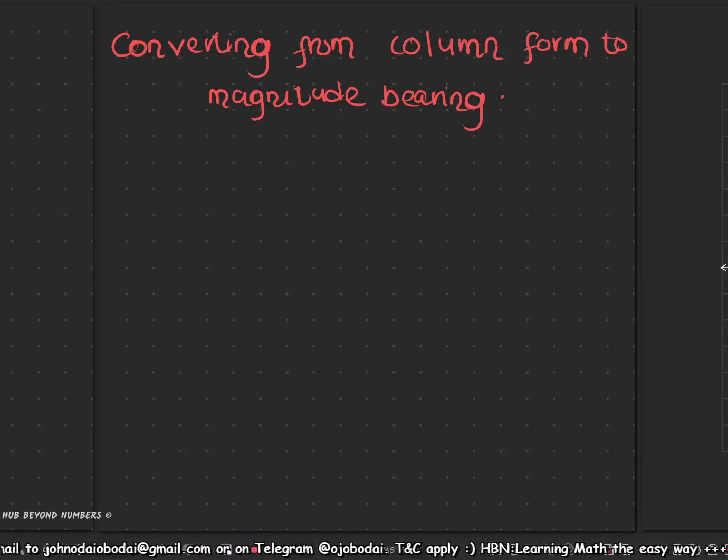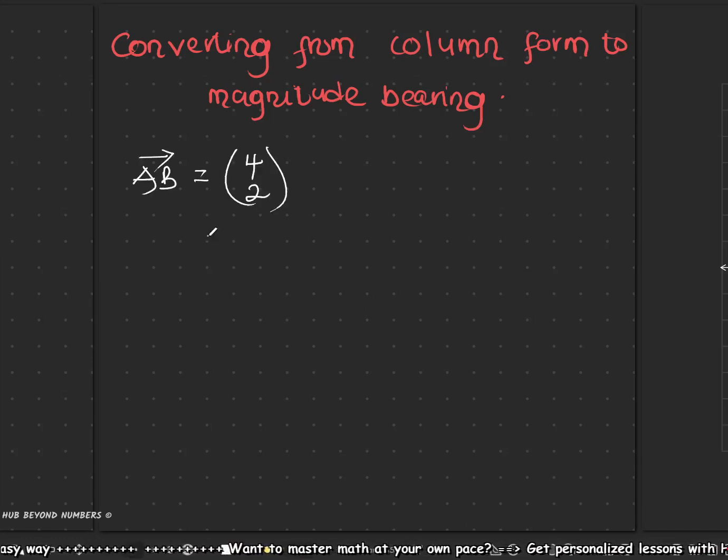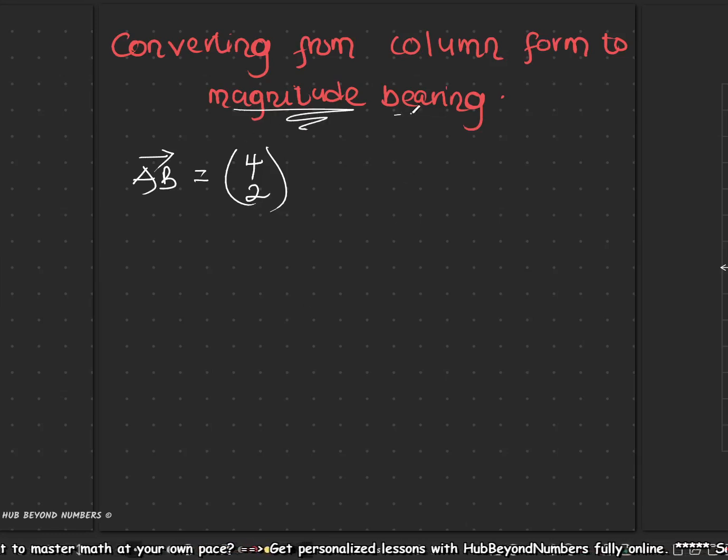Now, if you are given a vector in the column form, so let's say AB in the column form written as (4, 2), and you are being asked to express it in the magnitude bearing form, how do we go about it? The first thing you need to know, as I said earlier on, is how to find the magnitude of the vector, because we said magnitude, bearing. So we first of all need to find the magnitude of this vector here.